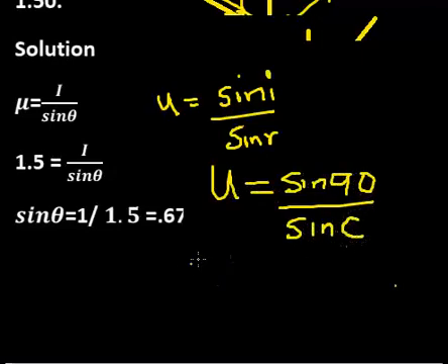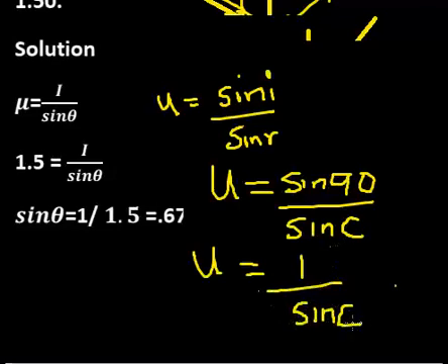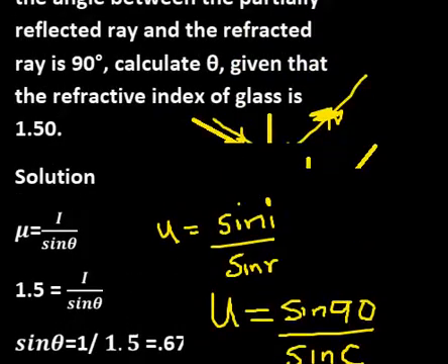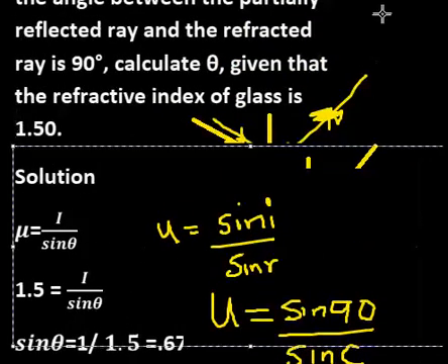All right, so at that point, sine 90, if you do sine 90, you're going to have 1, of course, divided by sine c. So that is why for a total internal reflection that occurs, we will have refractive index equal to 1 all over sine c, where c is the critical angle, in case you are being asked to evaluate the critical angle.